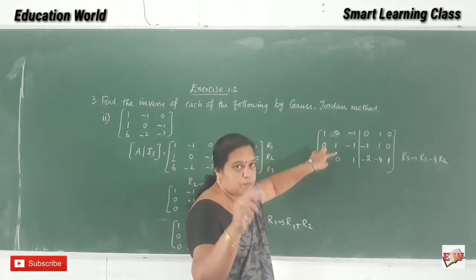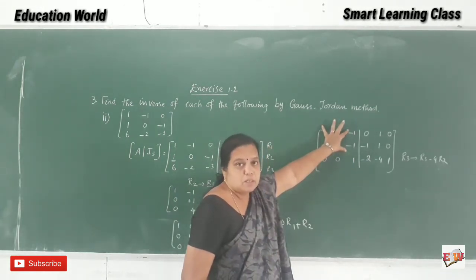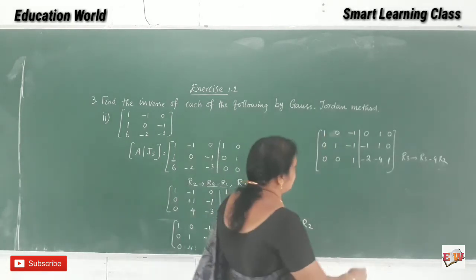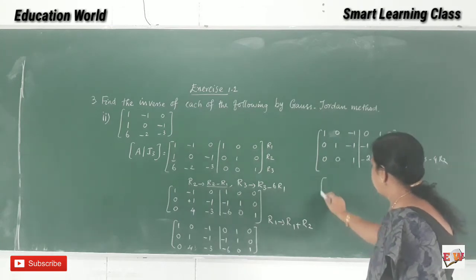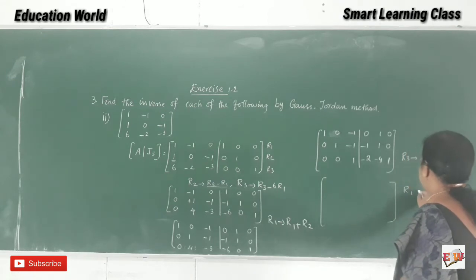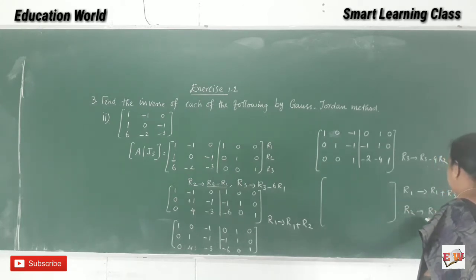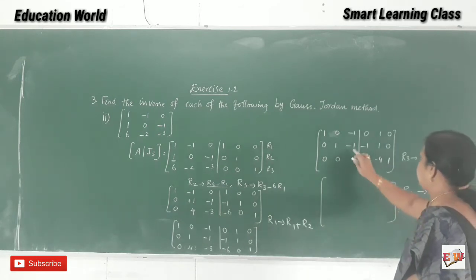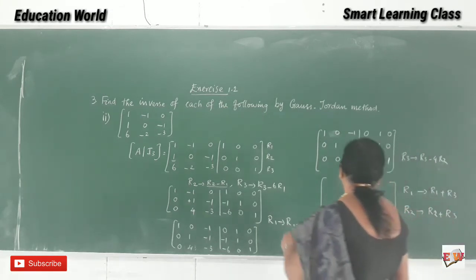We completed 2 columns. Now we have to get these 2 entries as 0. So now I am going to see if you are adding these 2: R1 gives R1 plus R3. R2 gives, here we need 0, R2 gives R2 plus R3.